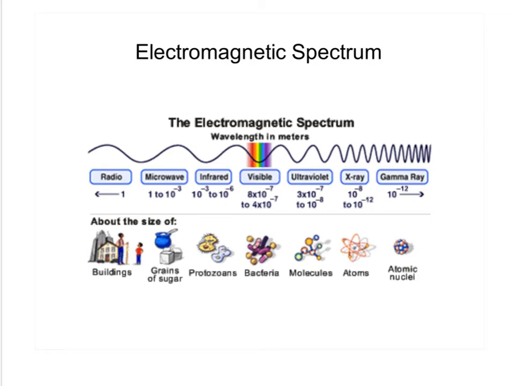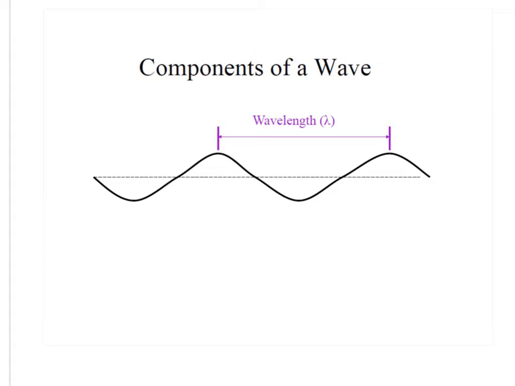Okay, these notes are about the electromagnetic spectrum. So here's some components of a wave. The wavelength is from crest to crest.